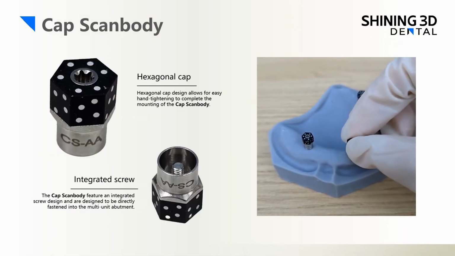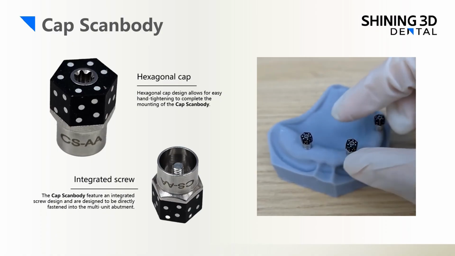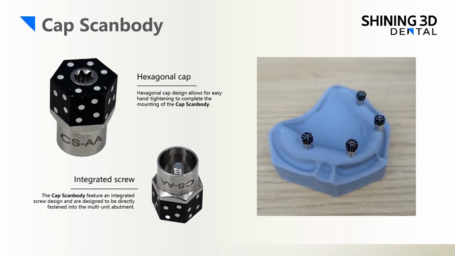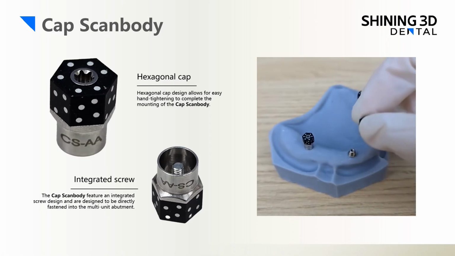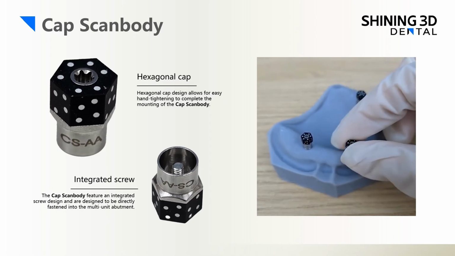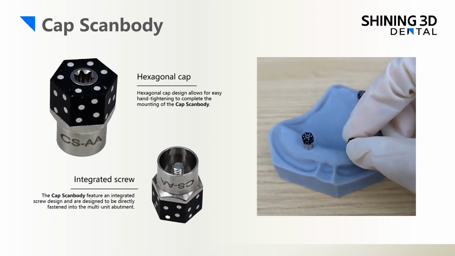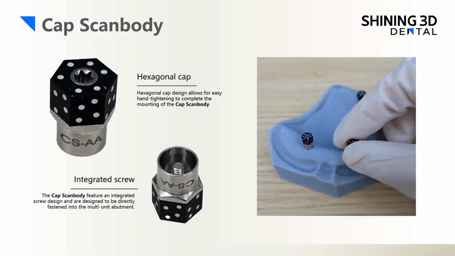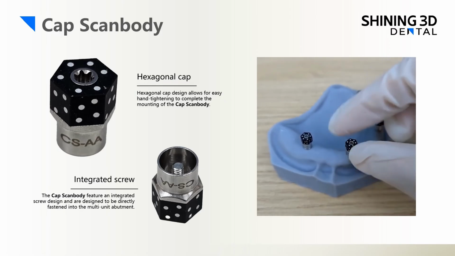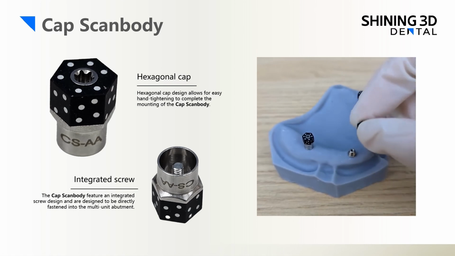The Cap Scanbody is typically placed right after implant surgery and serves as a protective cover during the initial healing phase, helping to prevent hard and soft tissue collapse. The Cap Scanbody features an integrated screw design and hexagonal head, allowing the user to manually mount the Cap Scanbody directly onto the multi-unit abutment, making the process very convenient and quick.